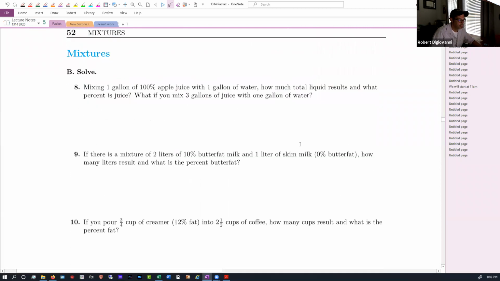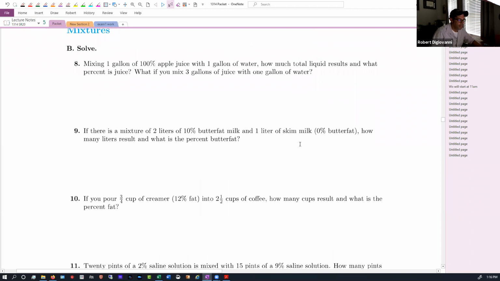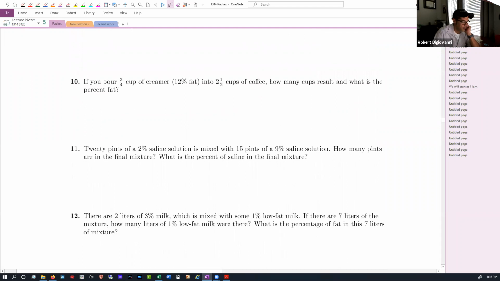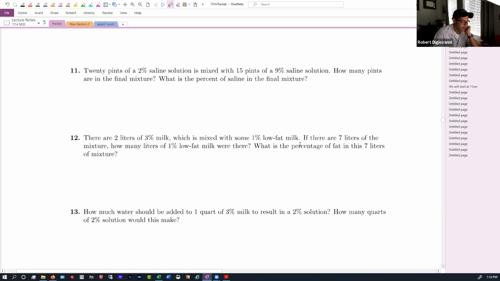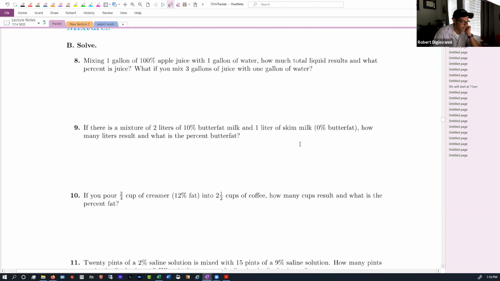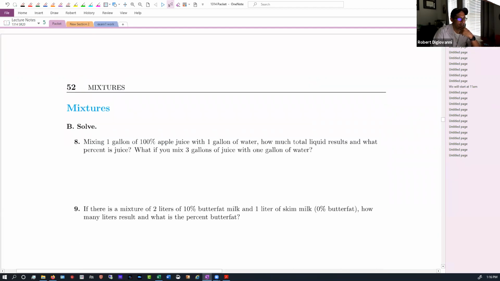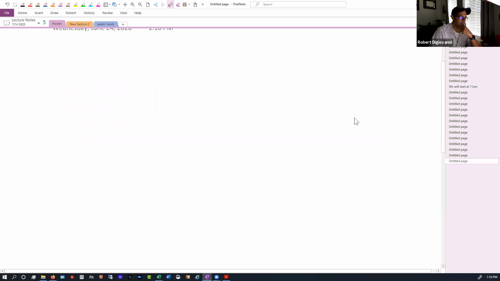Mixtures. I'm just contemplating whether or not I want to put this on the test. I think I do. Some of these problems are a little bit tough. Looking at the clock, I think we have enough time. All right, let's see how this goes. Mixture problems always cause students issues.